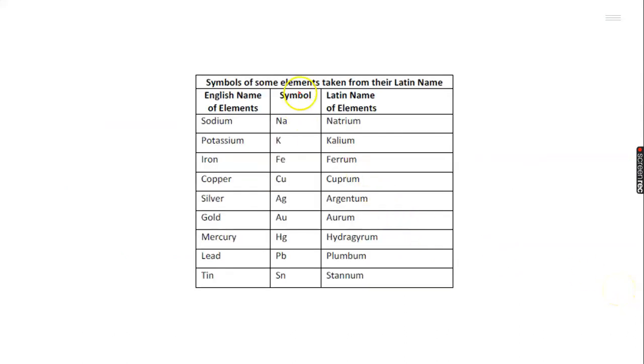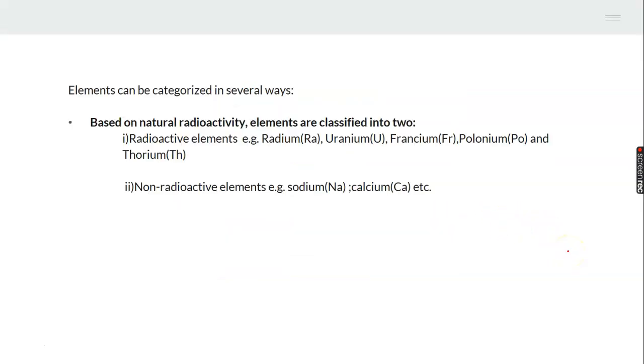So you can see here some of the elements that take after their Latin name. They take either the first capital letter, or the first letter and the next one in small letter. So you have sodium, Na, nitrogen, potassium, calcium, like that. You can have a look.